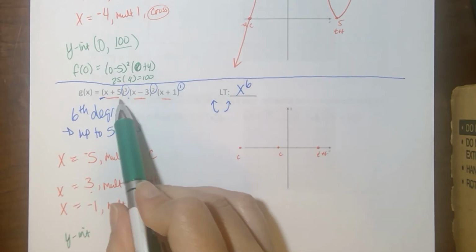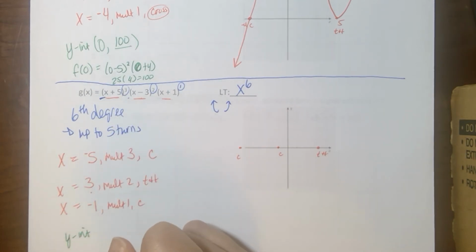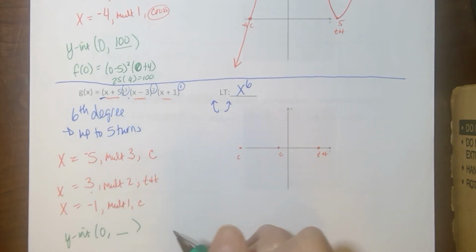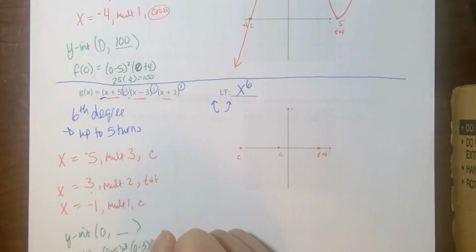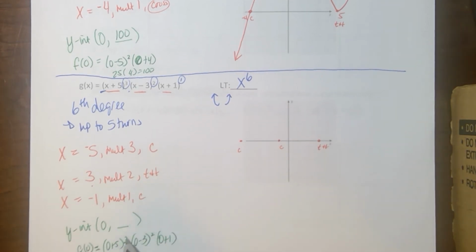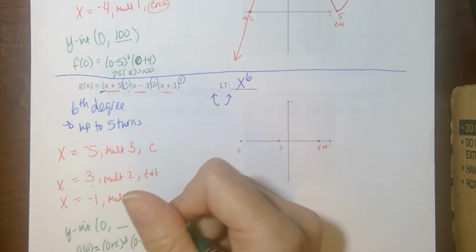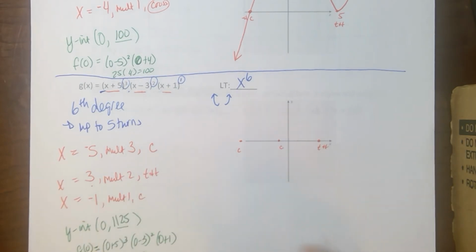This y-intercept, I can already tell, is going to be really big, so we're going to have to show a break like we did in the last graph. If x were 0, what would y be? Well, if I plug in 0 here, g of 0, I would have 0 plus 5 cubed times 0 minus 3 squared times 0 plus 1, and then just that. Well, 5 cubed is 125, and -3 squared is 9, and then times 1. 9 times 125 is 1,125.